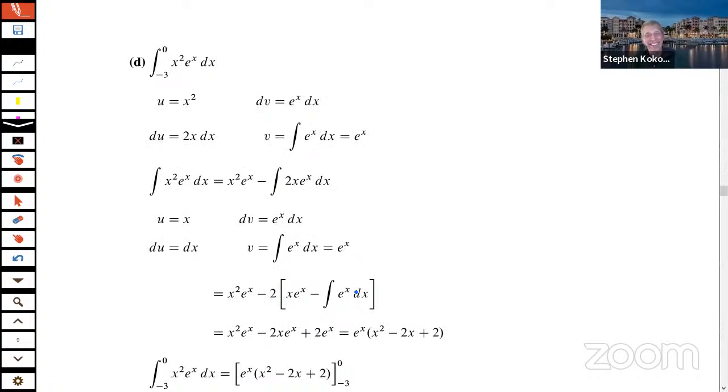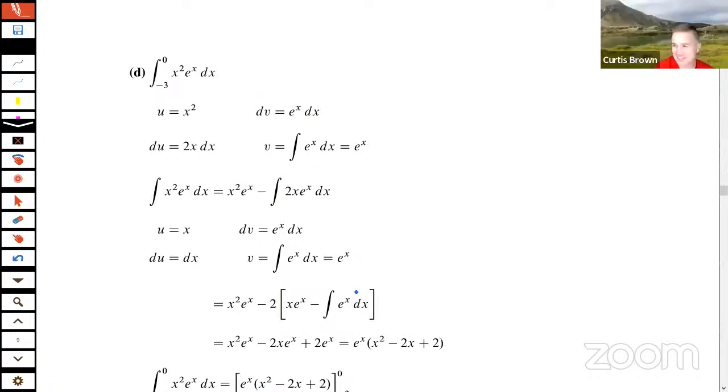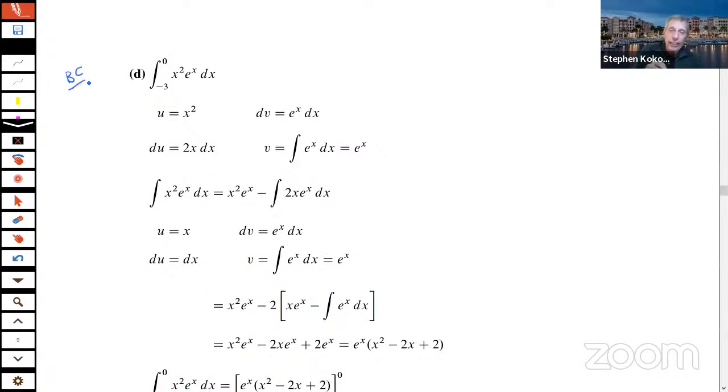Let's try this one. Well, at least two of us do. Let's take a look at this one. Minus 3 to 0, x squared e to the x. Okay, so this is a BC problem. So I'll write that off to the side here. So if you've got some BC students tomorrow morning, you can.